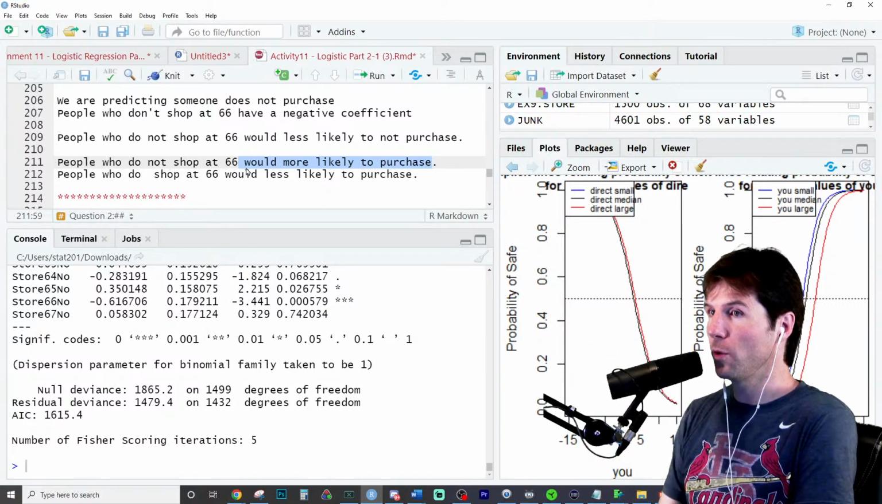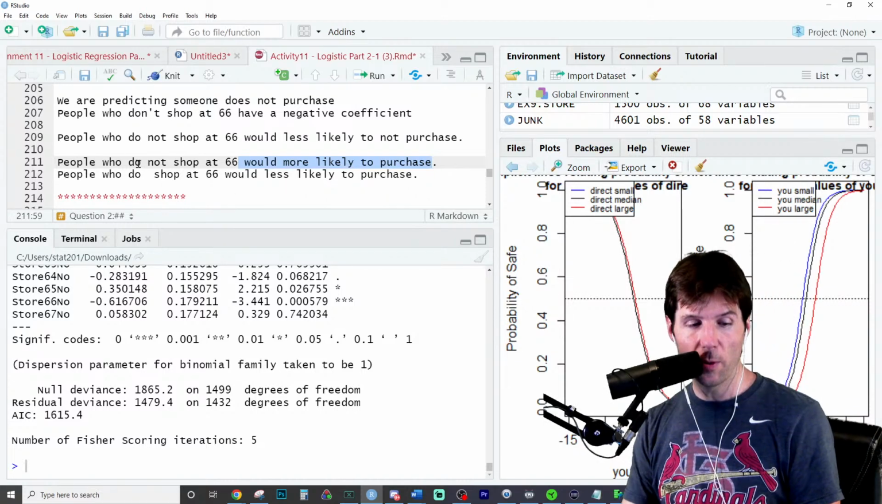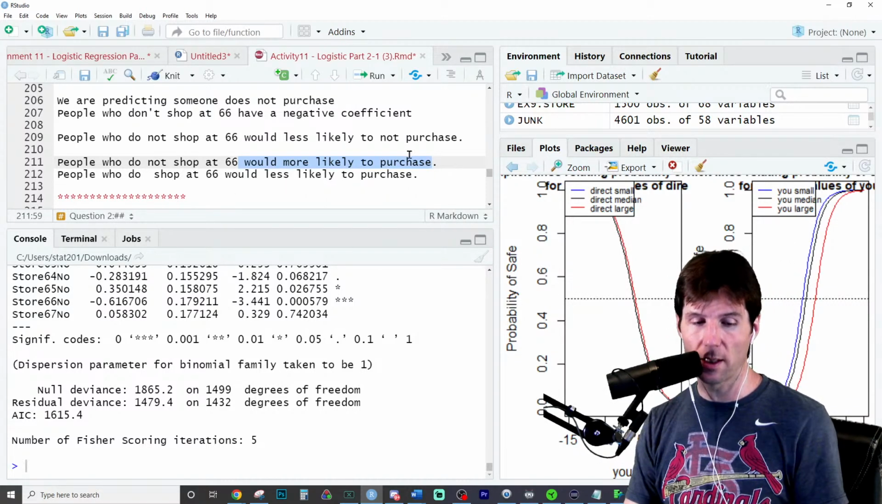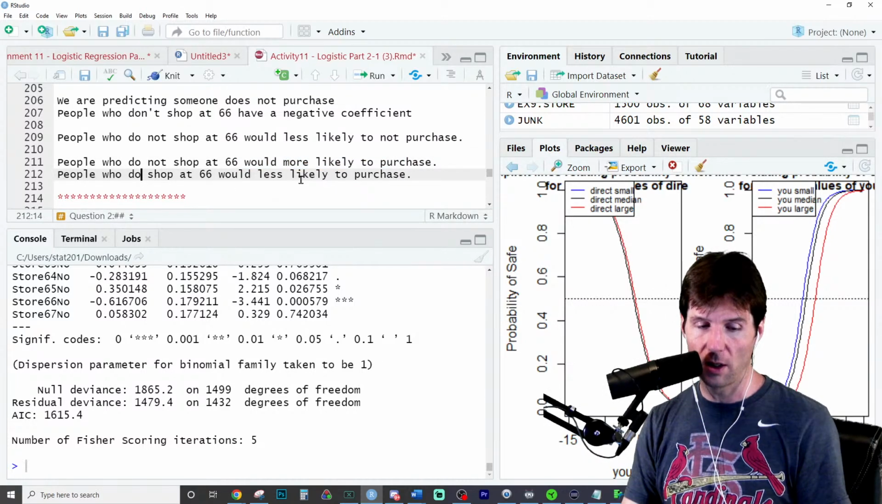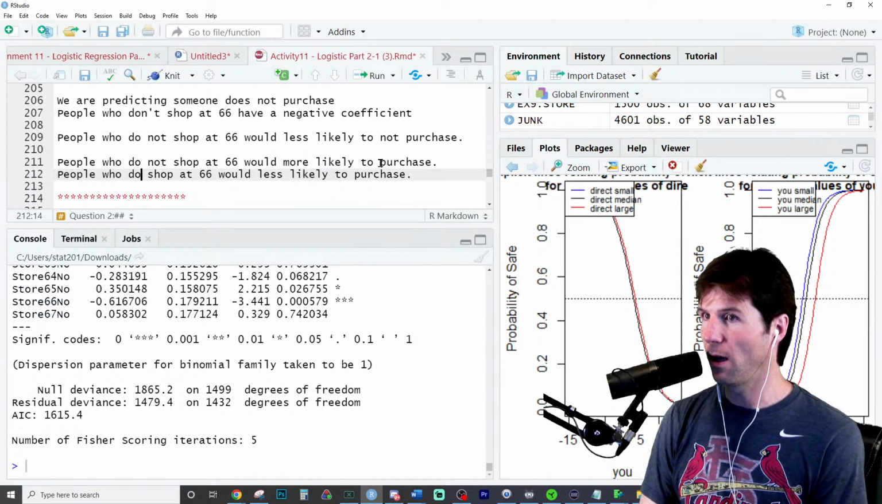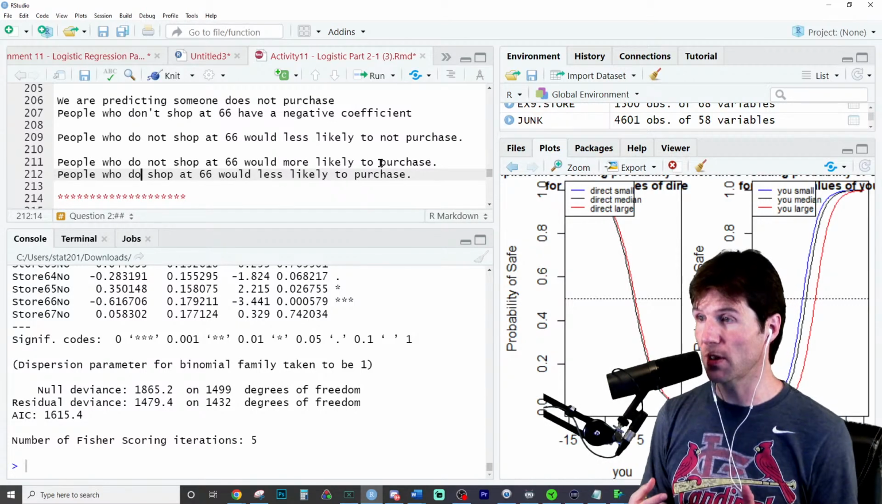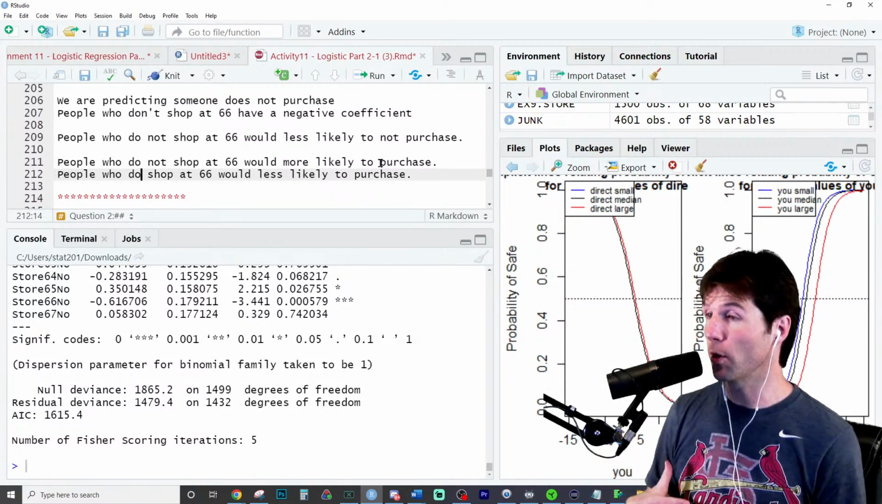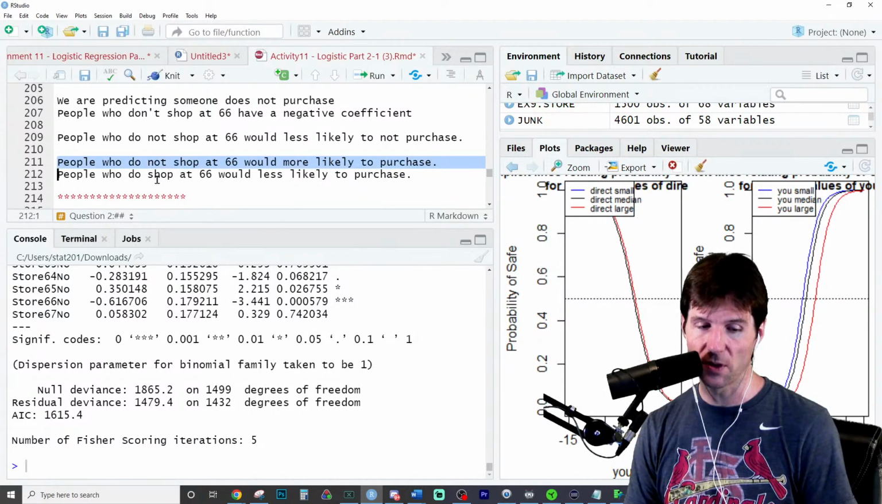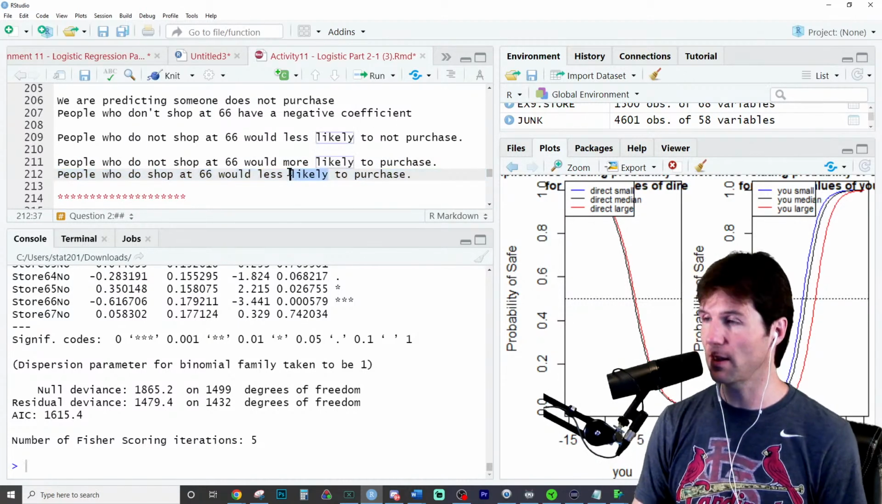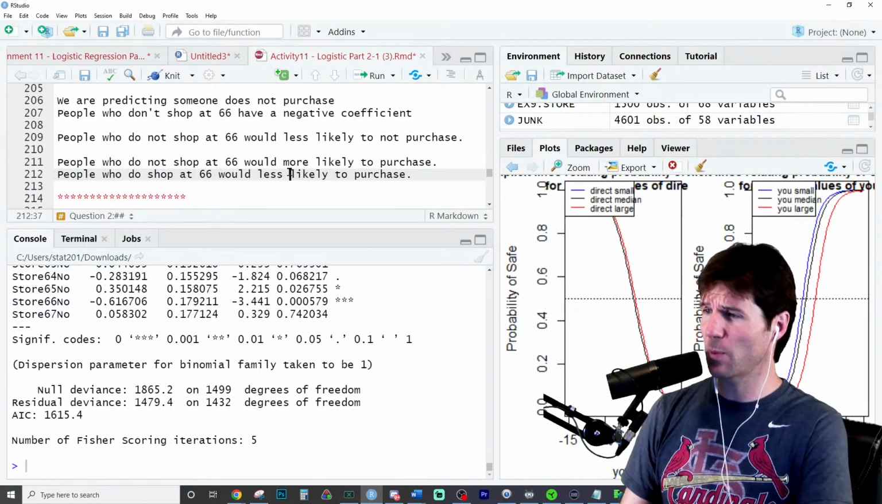So now you could just change it: people who do not shop at store 66 are more likely to purchase. So people who do shop at 66 are less likely to purchase. Just because, if they do purchase there, then they're less likely; if they don't purchase, they're more likely. So this is just a flip, changing the not with the more and the less right here. Because if you say the ones who don't shop there are more likely to purchase, then the ones who do shop there are less likely to purchase.